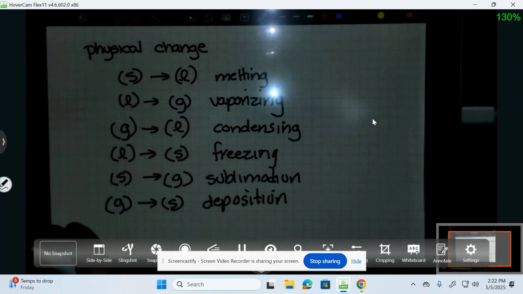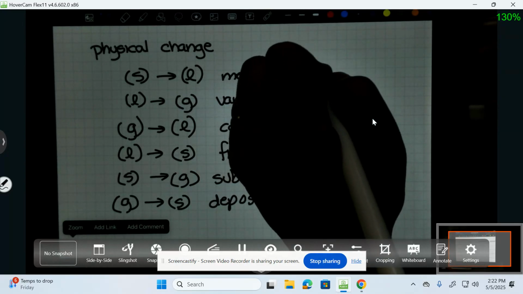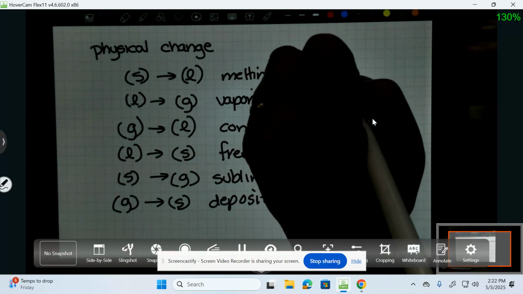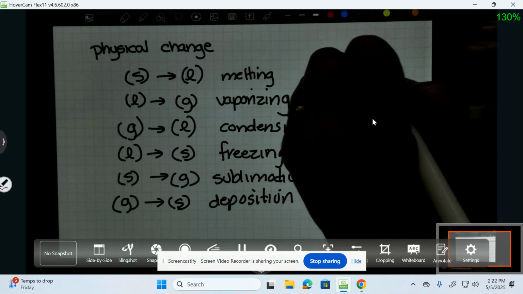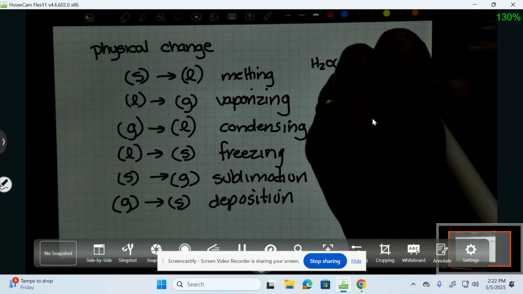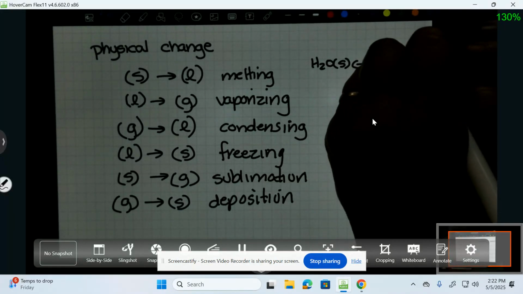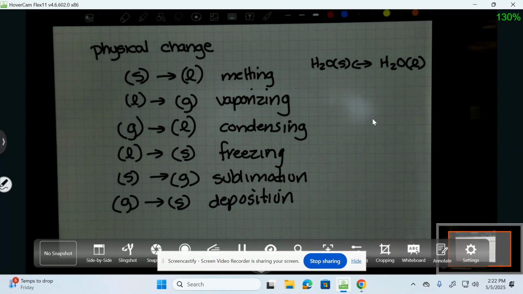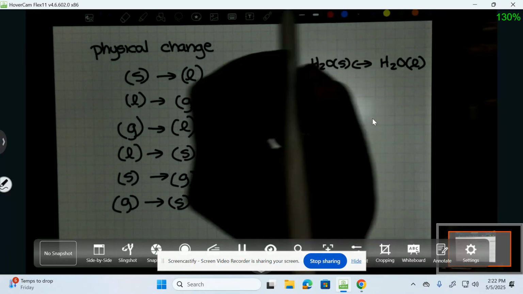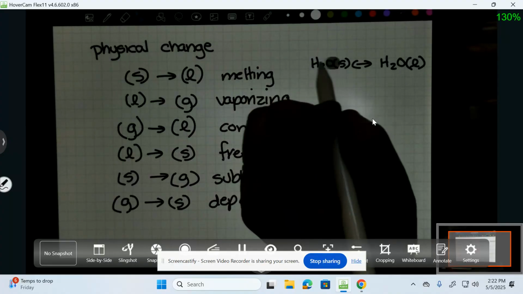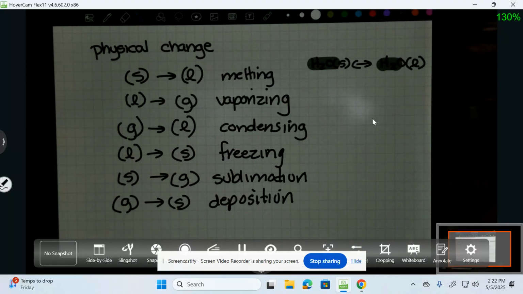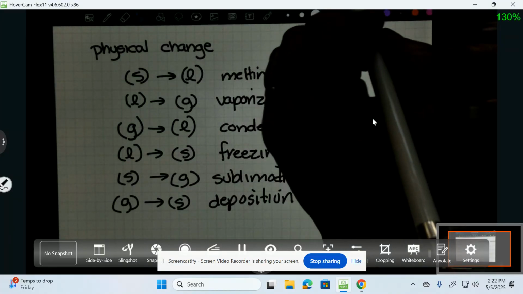When you look at something like H2O and it stays H2O, going from H2O solid to H2O liquid, that's a physical change. You did not change the substance. It's still water.